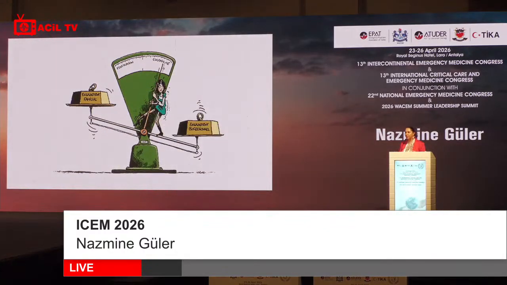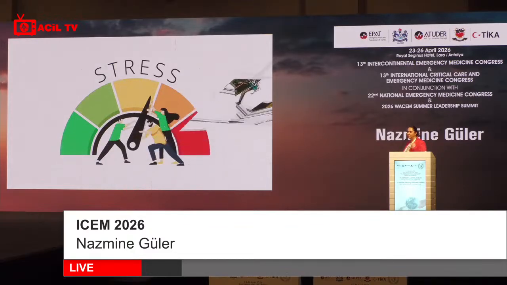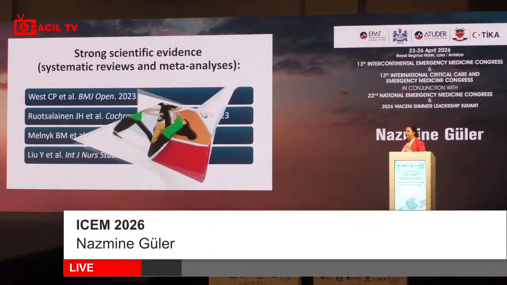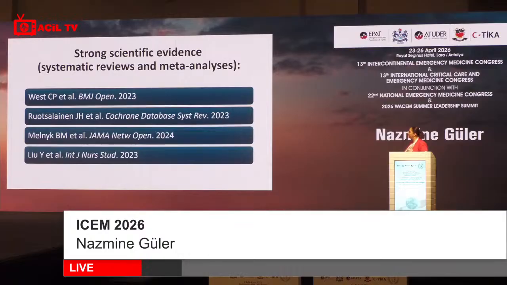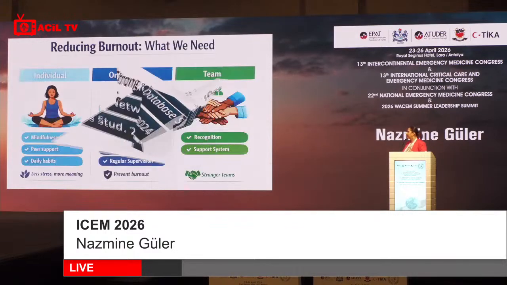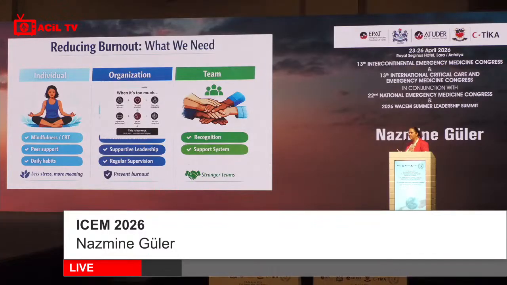It is very important to have a balance between work and personal life. It is very, very important to decrease our stress and risk factors. There is very, very strong scientific evidence, and I have read the literature. There are a lot of systematic reviews explaining what we can do, okay? The conclusion is that there are 3 levels, okay? Individual level, collective level, organizational level, and team level. The most important one is the individual level.